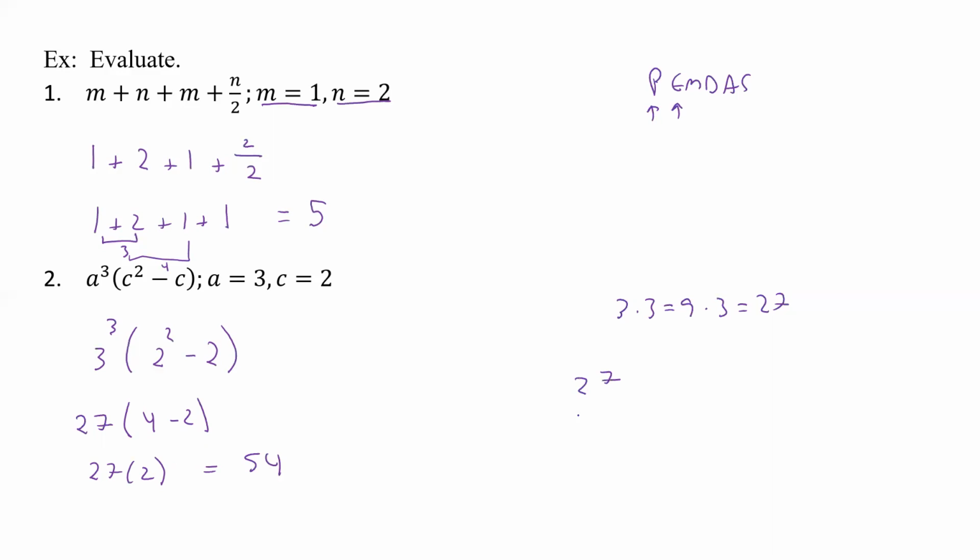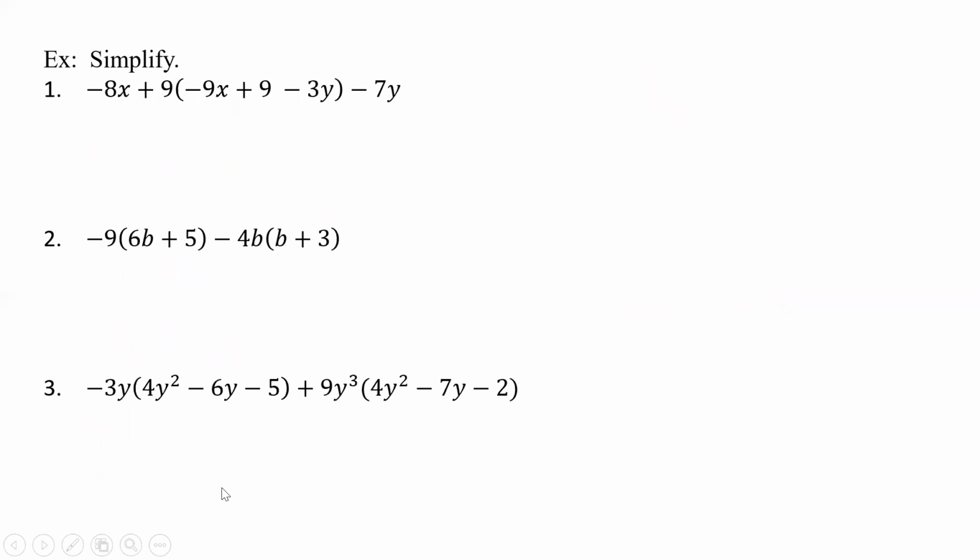And again, if you need to take 27 times 2, that's going to be 14. 2 times 2 is 4 plus 1 is 5. Then we get our solution of 54. Okay. All right, what about these?